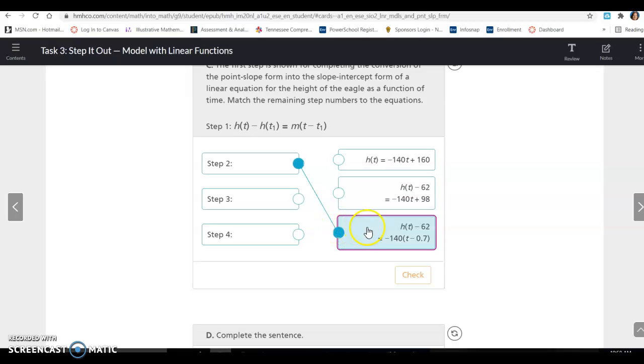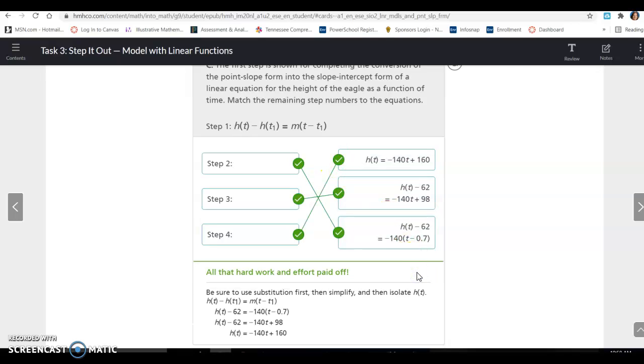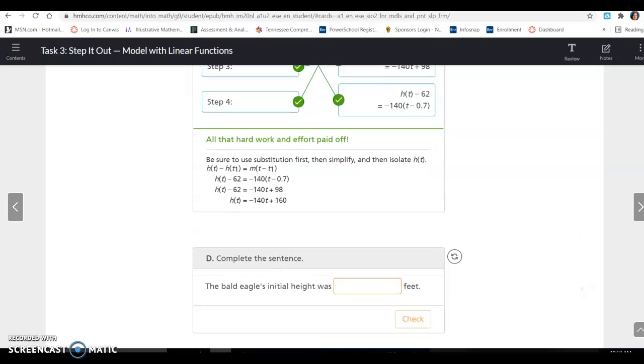Okay? And then step 3 is get rid of your parentheses. Use distributive property. So we're going to say that is step 2. And then the last thing is going to be to add the 62 to the other side and get h of t by itself. So if we add the 62 to the other side, that converts it to slope-intercept form.